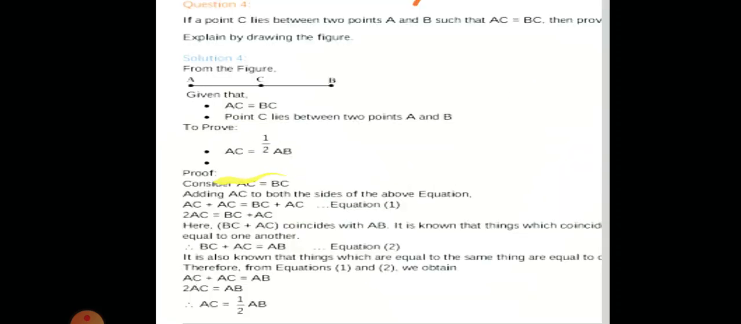Proof. Consider AC is equal to BC. Adding AC to both sides, we get AC plus AC is equal to BC plus AC, equation 1. So 2AC is equal to BC plus AC.